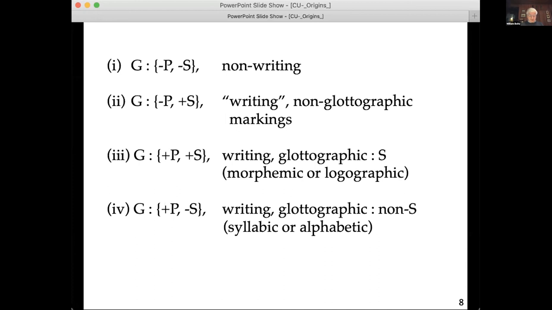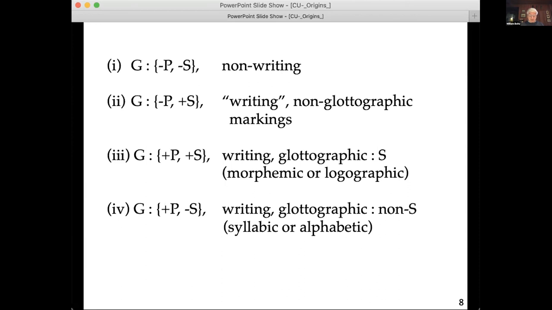So this is a fairly simple, straightforward four-way distinction based on these two features. Of the four, three of them can be considered writing, broadly understood, and the last two constitute glottographic writing. When we speak of the origin of writing systems, it's glottographic writing with which we're going to be concerned, though non-glottographic sign systems likely played an important role in the emergence of glottographic writing.